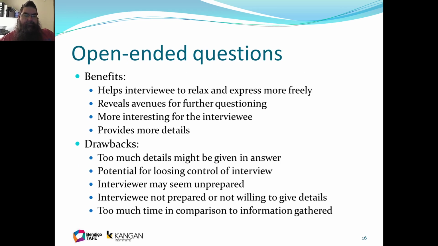There are many benefits to having an open-ended question format. It helps the person relax and express their opinions more freely. It reveals potential further avenues for questioning. It makes the interview process more interesting and provides you with more details. The drawback is that you get too much detail on a given answer, which can lead to a perceived loss of control within the interview.